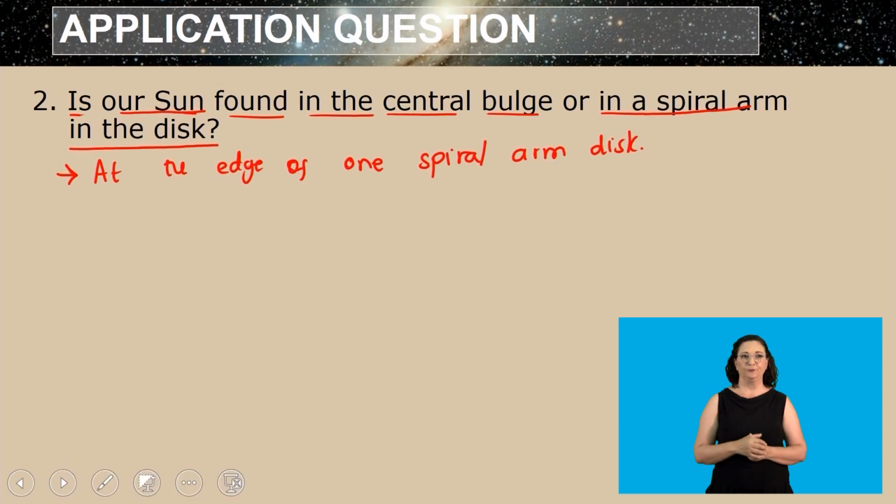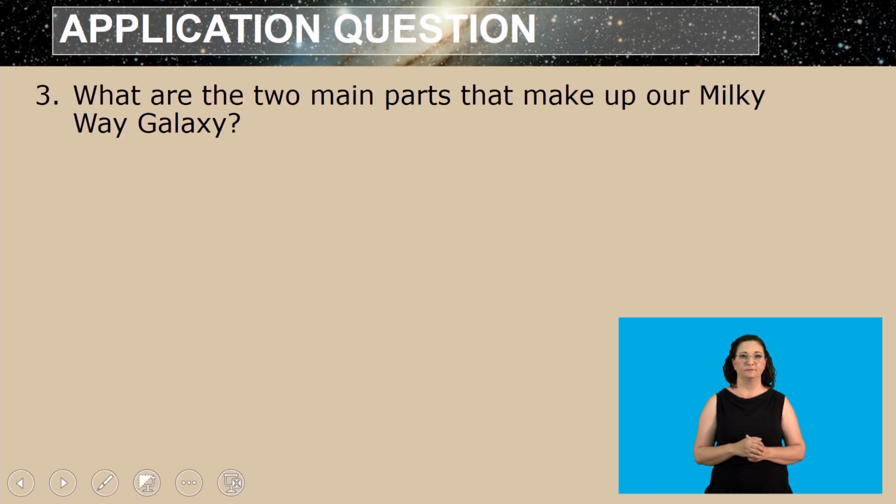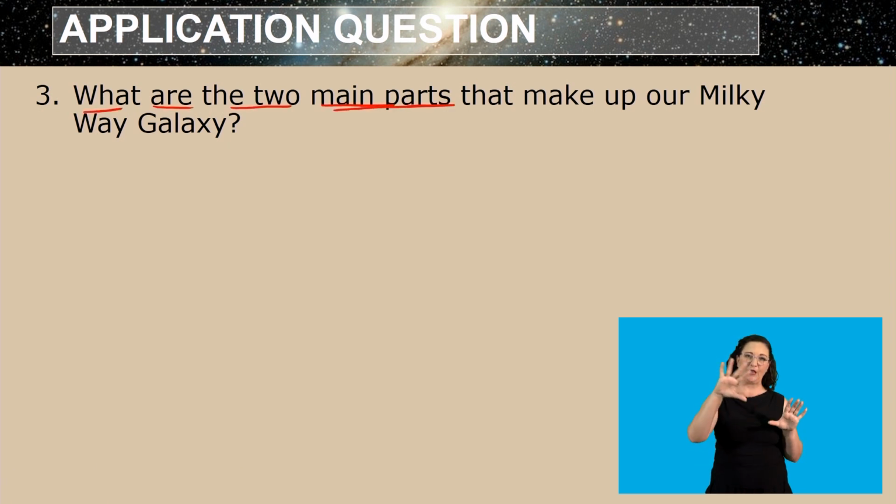All right. Now let us move on to the next question. Sorry about that. Question 3 says to us, what are the two main parts that make up our Milky Way galaxy? Okay, what are the two main parts that make up our Milky Way galaxy? Now the Milky Way galaxy, as you have seen from our drawing, we said that one of the most important things that we find at the center of our Milky Way galaxy is our bulge. Okay, so a bulge is one of the main important parts.